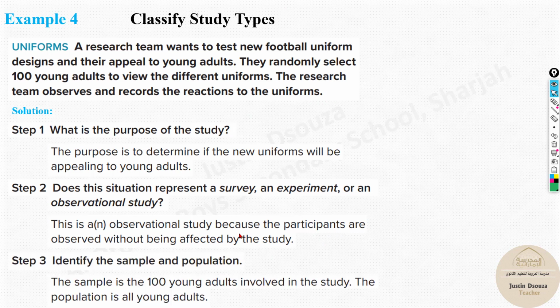Now, identify the sample and population. The sample is the 100 young adults involved in the study. See, who have they selected? 100 young adults, and the population is all young adults. Okay, now this is important.